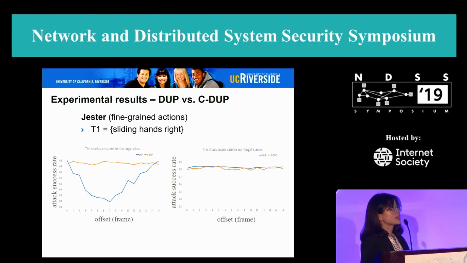On the gesture dataset, C-DUB also performs better than DUB in the sense that it guarantees a high attack success rate for the target class, even when misalignment happens.